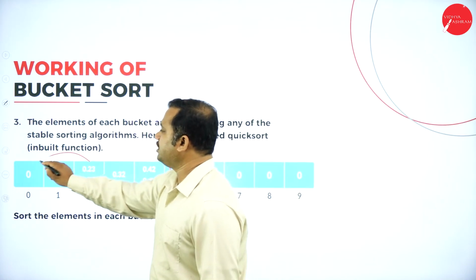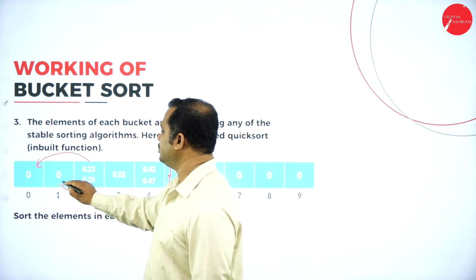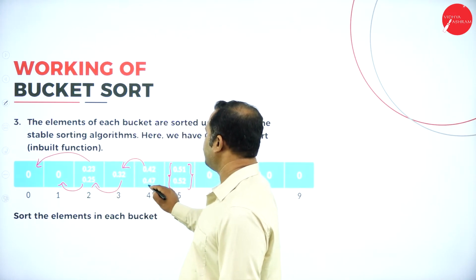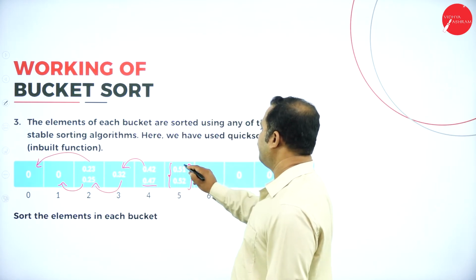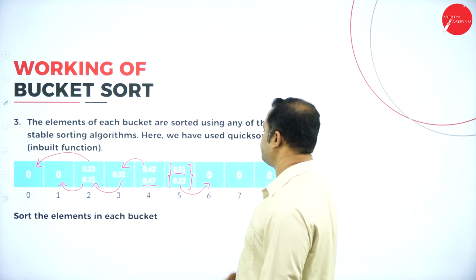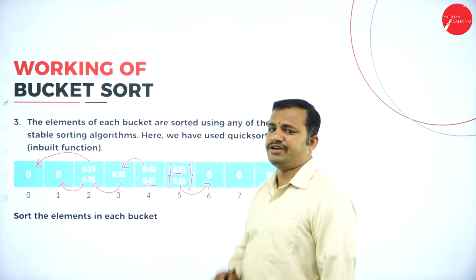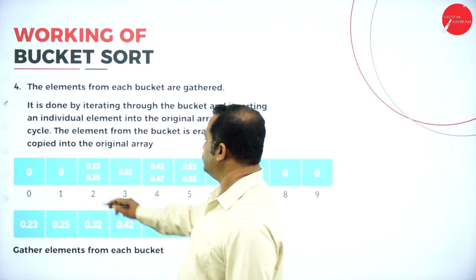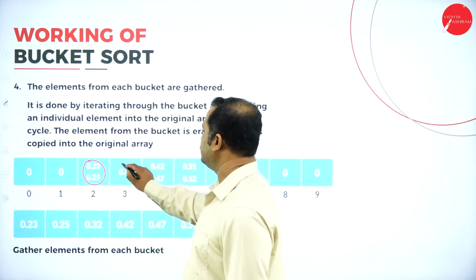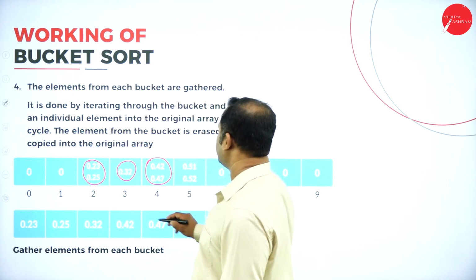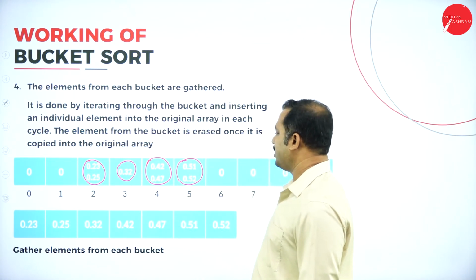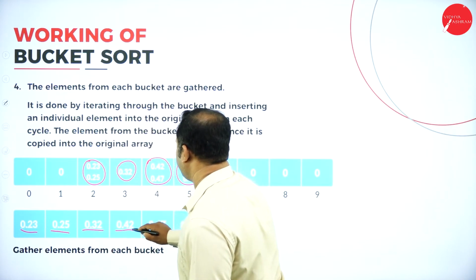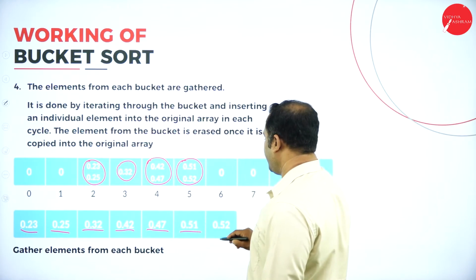That is 0.23 is pushed into this position, 0.25 is pushed into this position, 0.32 into this position, 0.42 into this position, 0.47 remains in the same position, 0.51 in the same position, 0.52 in this position. So 0 to 6. So totally we have 7 data items. The same thing you are going to find out in the next slide. In this slide, 0.23 and 0.25 is considered here, 0.32, 0.42 and 0.47 is considered here, 0.51 and 0.52 is considered here. So totally that turns out to be 0.23, 0.25, 0.32, 0.42, 0.47, 0.51 and 0.52.